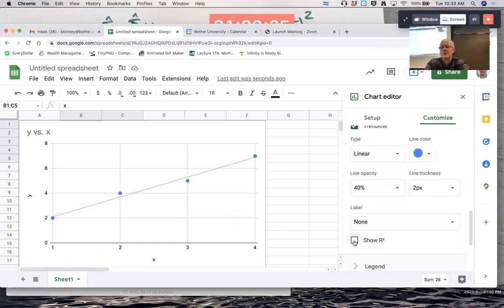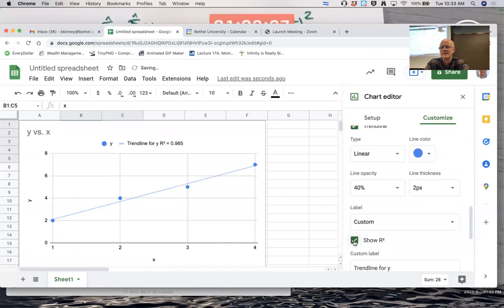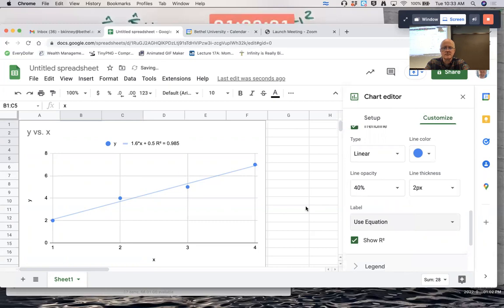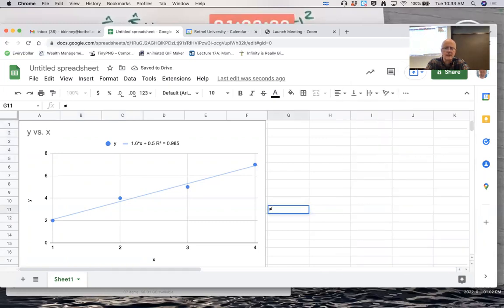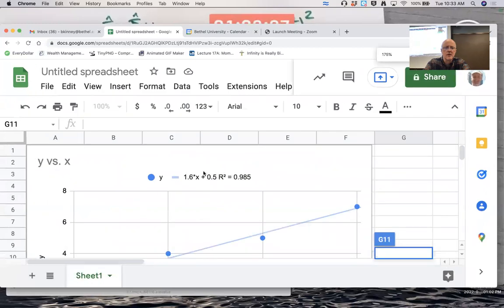You can show R squared, the 0.98, and use equation for the label. And there we have it. y equals 1.6x plus 0.5. The r squared looks like it's part of the equation, but it's not.